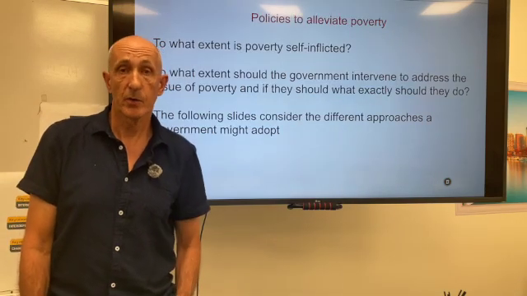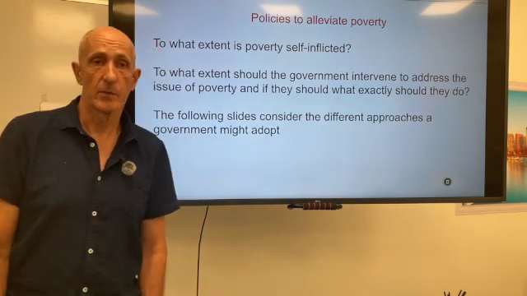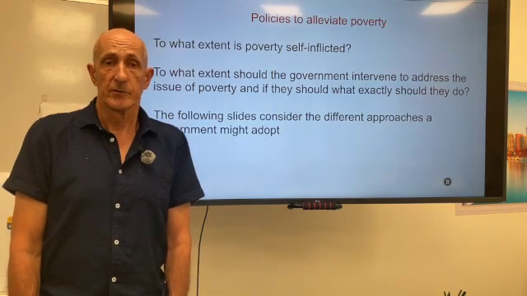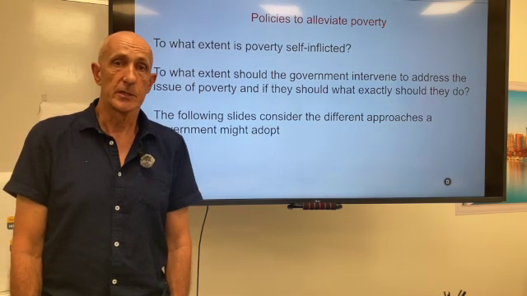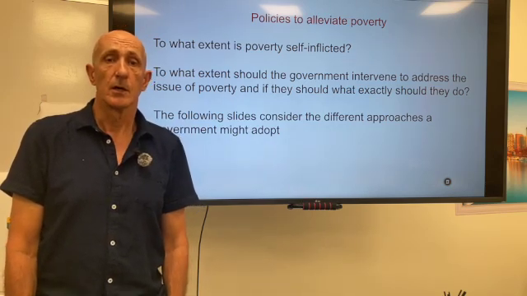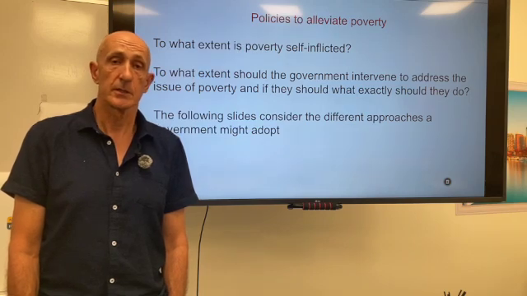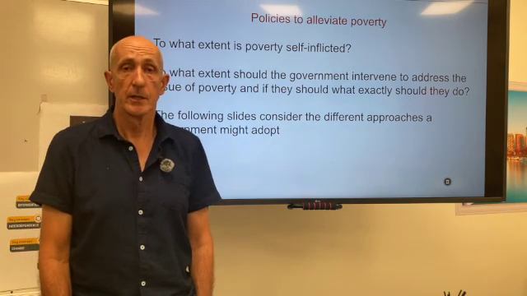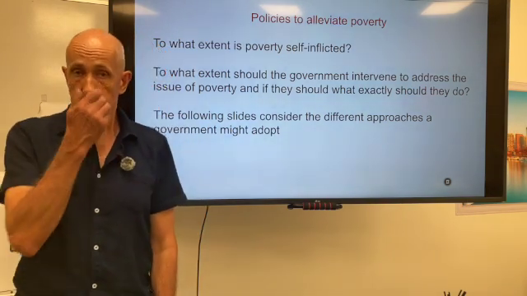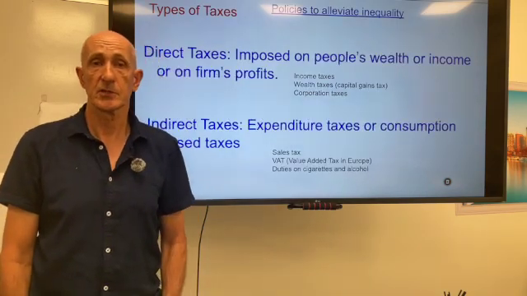And we move on to policies to alleviate poverty. We need to ask the question, to what extent should the government intervene to address the issue of poverty? We're not suggesting that intervention always means heading towards equality of income, but the government needs to decide how far they want to go. And if they have made that decision, then what should they do exactly in order to achieve that? The free market view of poverty being self-inflicted is something else you might want to consider.